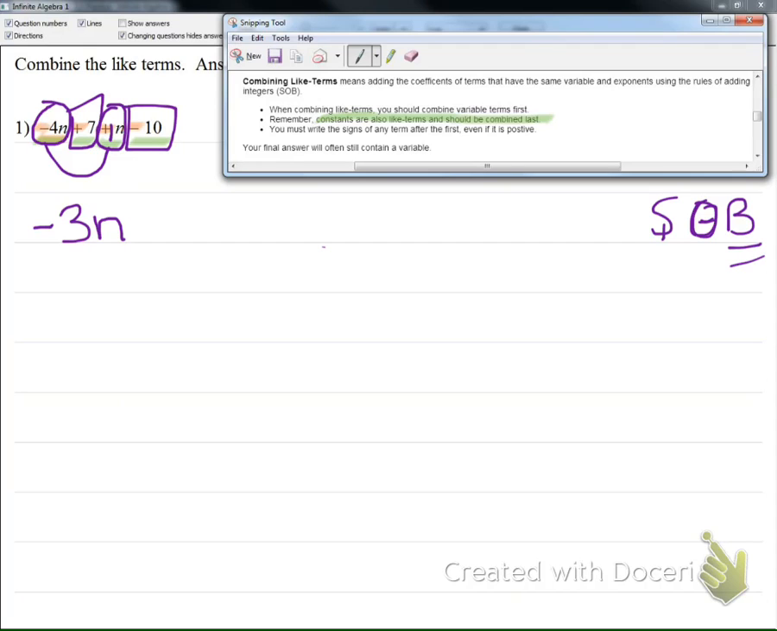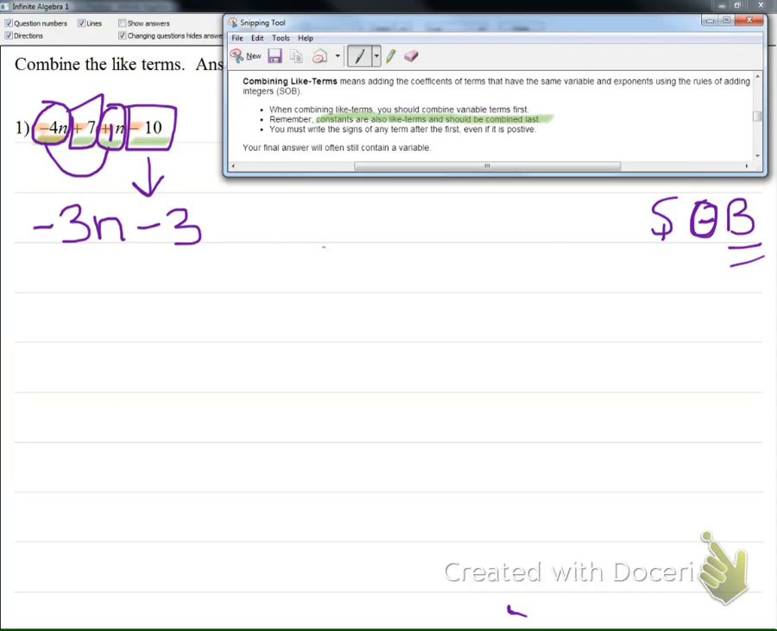Now that we combined our variable terms, the next step is to combine our constants. The positive 7 and the negative 10. Those are again opposite signs, so we have to subtract. 10 minus 7 is 3. And because the 10 is bigger, it's negative, so it'd be negative 3. It's important that when you're combining your constants that you write the sign right here in between, even if it's positive. I can give you another example in just a minute here.